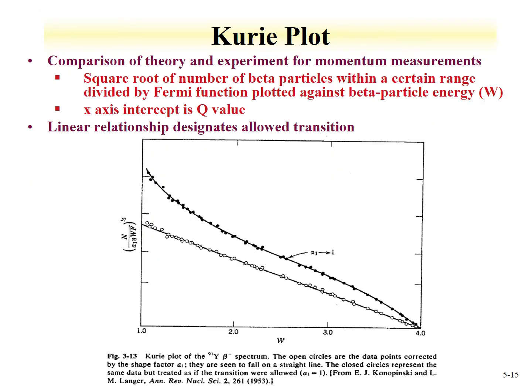There's also another measure of comparing theory and experiment for momentum measurements, and that's called the Curie plot. We're going to briefly describe this, but it's fundamentally the square root of the number of beta particles within a given range divided by the Fermi function, and I plot that against the beta particle energy. If the relationship is linear, such as here, that's going to be an allowed transition. If it's nonlinear, that's going to be a forbidden transition. The other observation of the Curie plot is that the x-intercept winds up being the Q value for the decay.